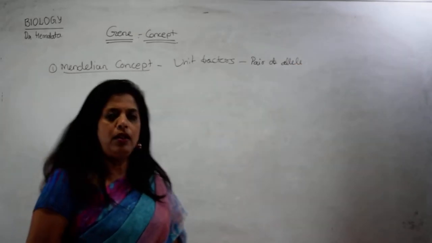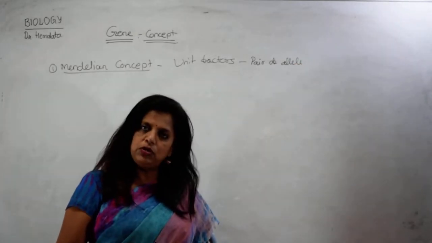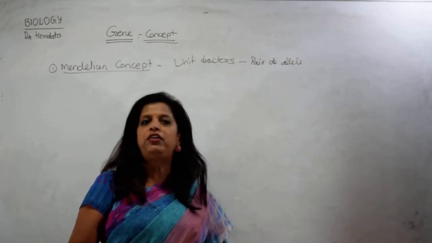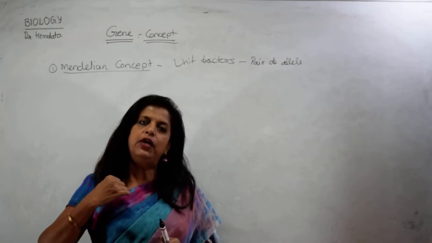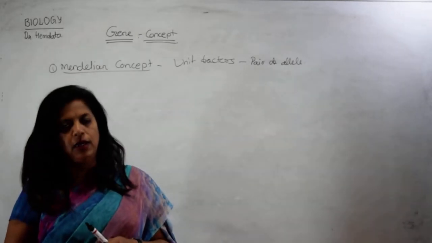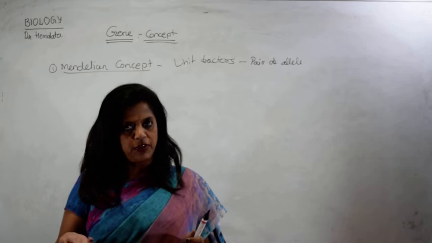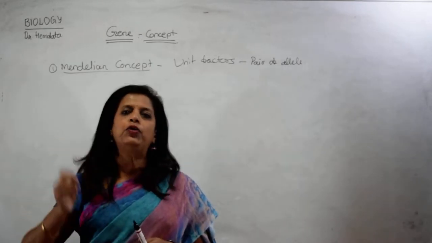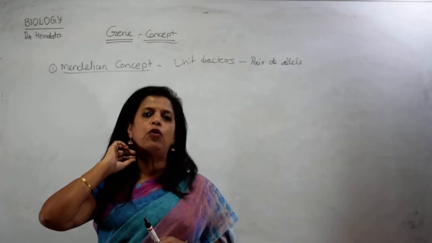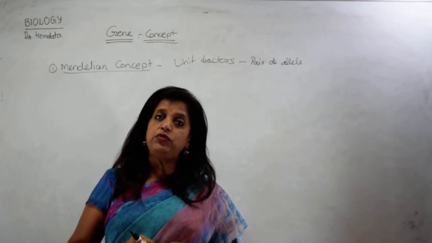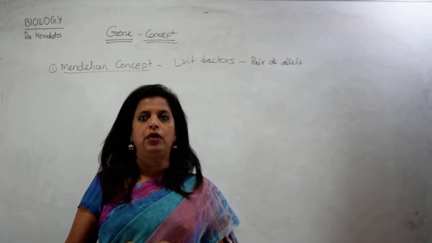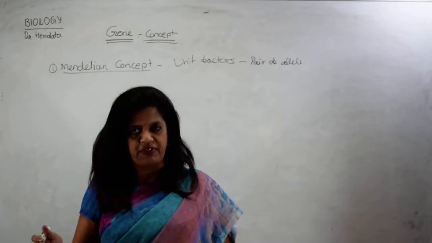So according to Mendel, he did not use the word gene, but he said unit factors are those internal factors that control the expression of a character. It may be the color of the flowering pea plant, maybe the height of the pea plant, everything is controlled by this unit factor according to Mendel. It was very long ago, the 18th century, but later things were modified.